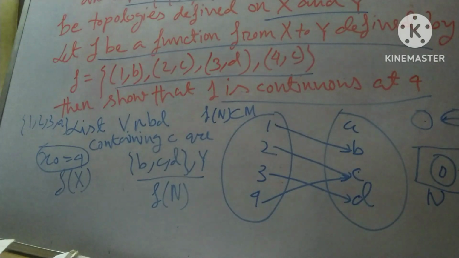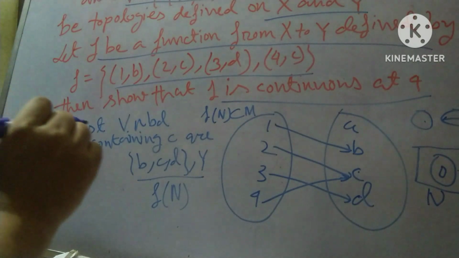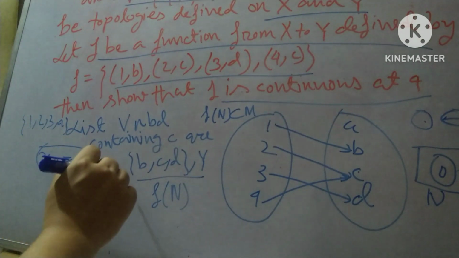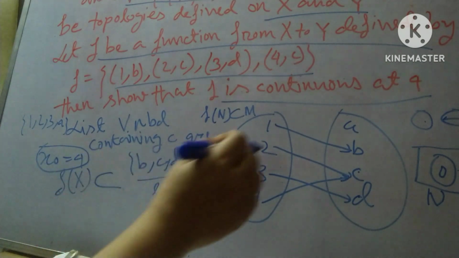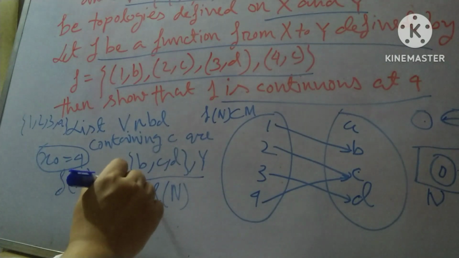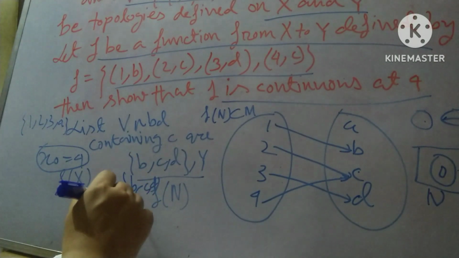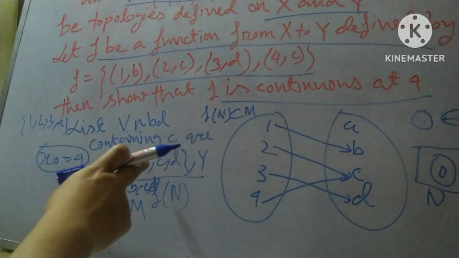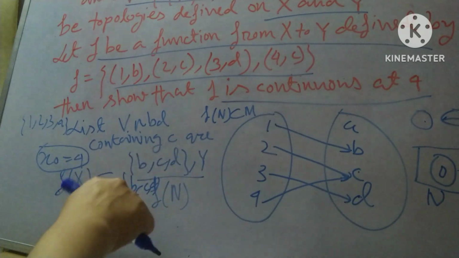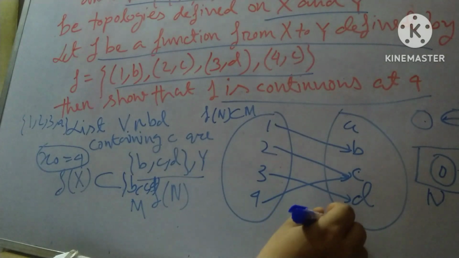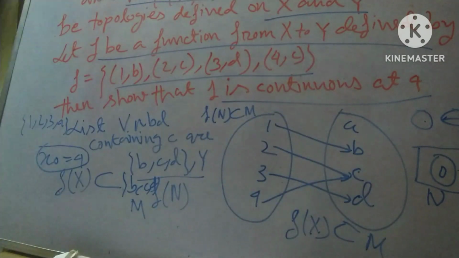So f(X) is a subset of {b, c, d}, which is M. Must remember {b, c, d} is also a subset of M. So f(X) is a subset of M.